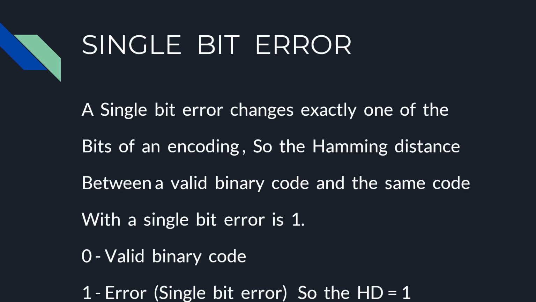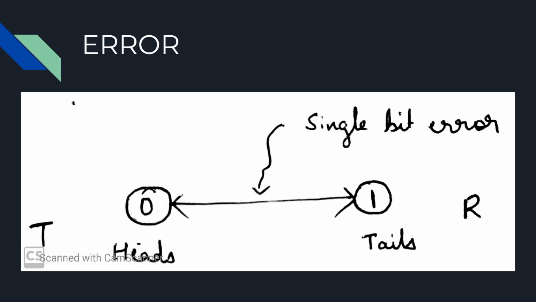The difficulty with our simple encoding is that the two valid codes, 0 for heads and 1 for tails, also have the same Hamming distance, which is 1. So a single bit changes one valid code word into another valid code word. Single bit errors change one valid code to another valid code. So this is an error occurring. It changes 0 to 1. 0 is a valid code and 1 is also a valid code, so it's changing one valid code to another valid code.